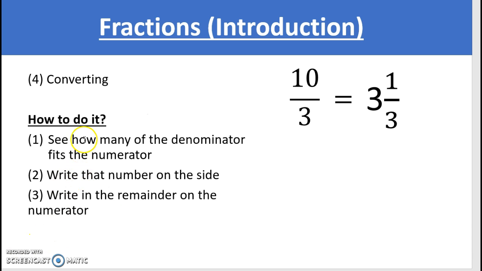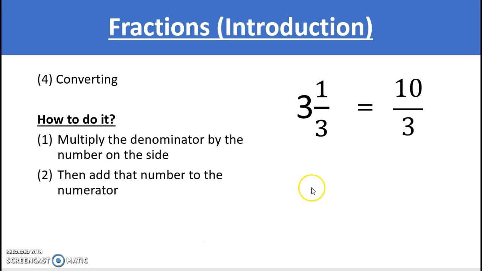So obviously there's another way to go about it. You want to see how many of the denominator fits the numerator. So how much of the 3 fits into the 10. In this case, the maximum is 3, because 3 times 3 is 9. We write that number on the side, and then afterwards we write the remainder on the top.